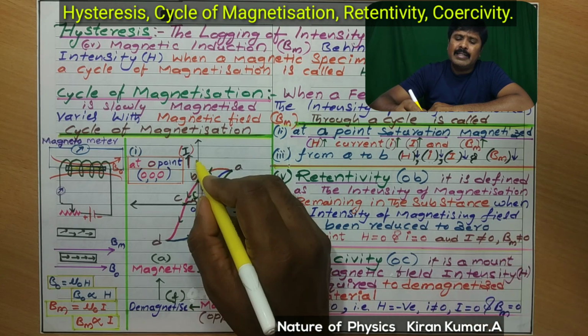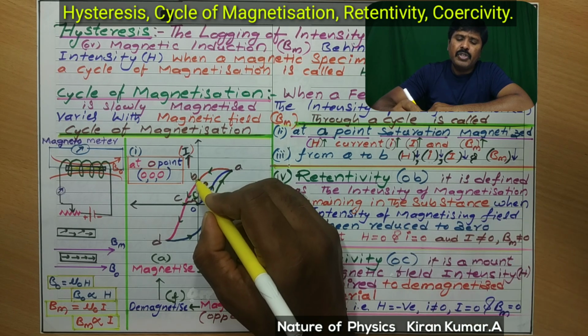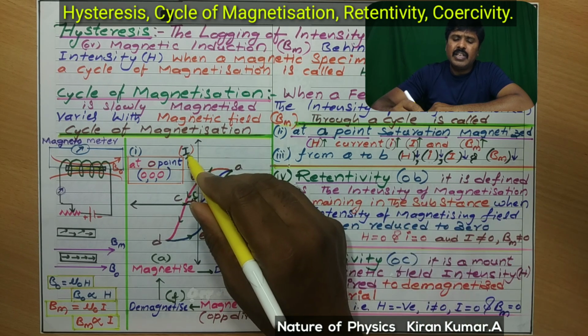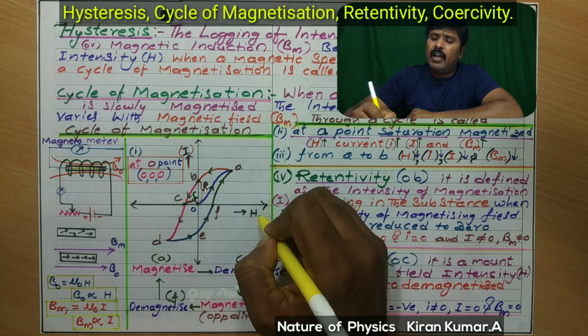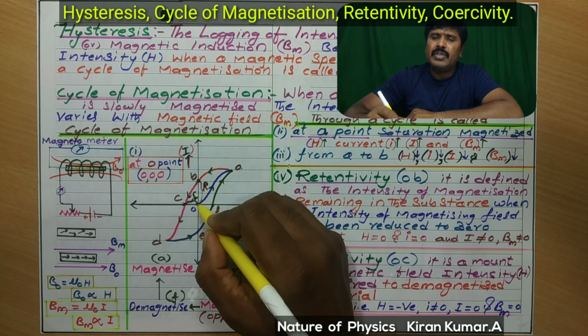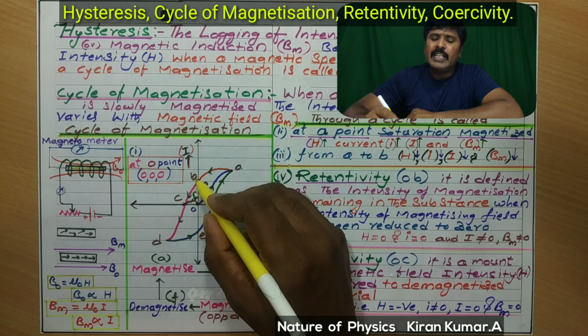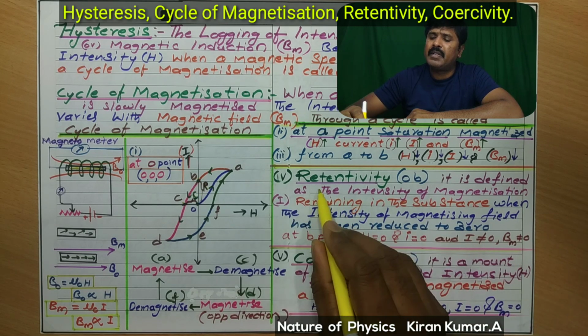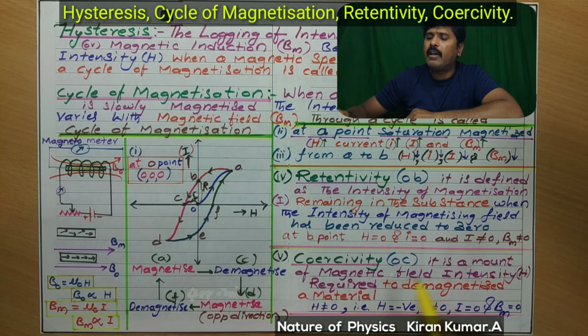Along the y axis, x coordinates are 0. There is a point B, student, at which intensity of magnetization remains in the substance, but magnetic field intensity H is equal to 0 when I is present. This is representing the retentivity OB in the diagram.